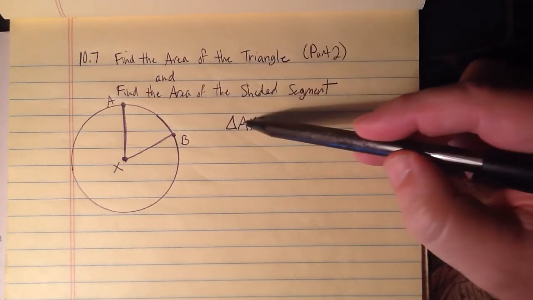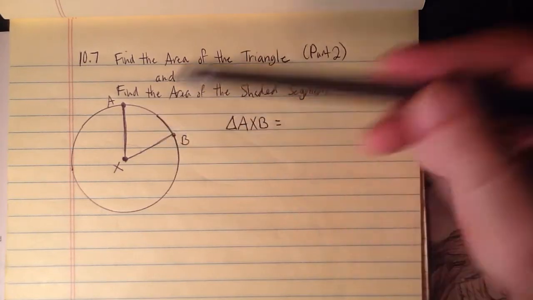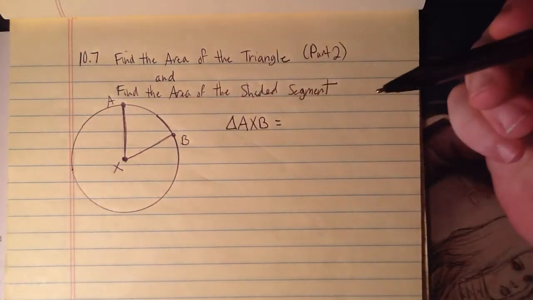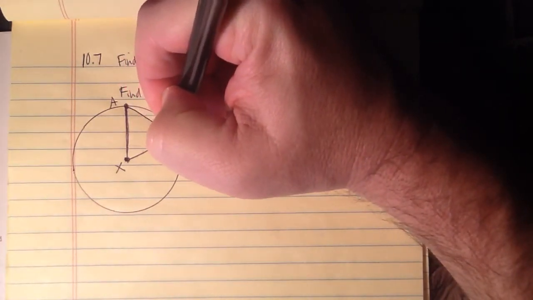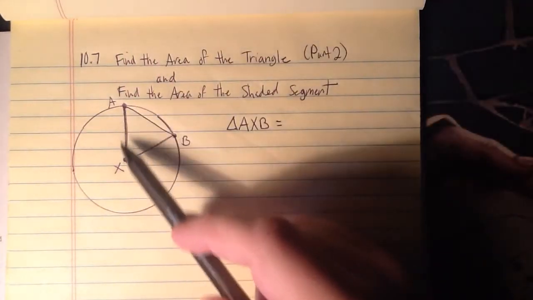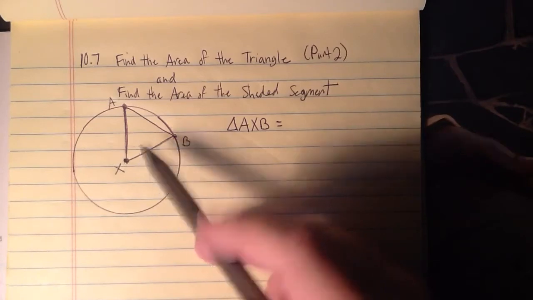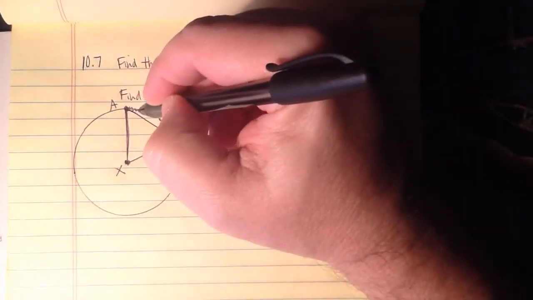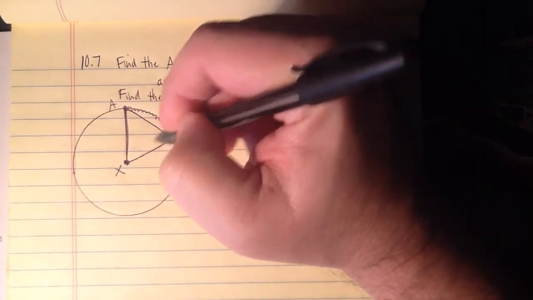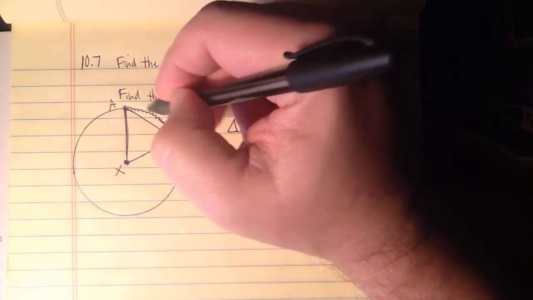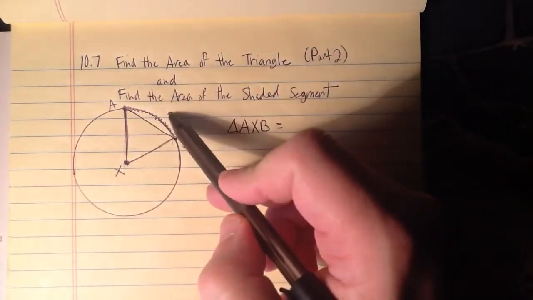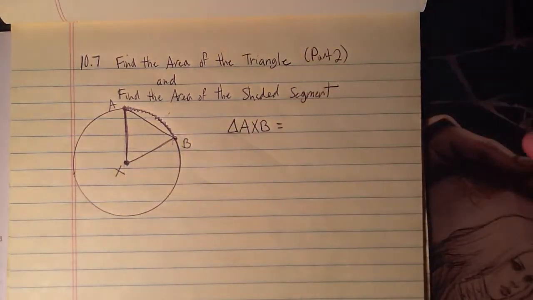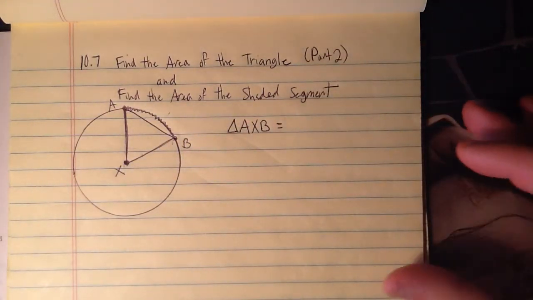But finding the area of the triangle is a little bit weird. So here it is, triangle AXB. Now, there's no triangle yet, but if I draw a chord between A and B, then we have our triangle. There's the triangle. Now we're still looking at this sector, with the arc AB. So that's a sector, but inside the sector is the triangle, and that's what we're going to find the area of first.